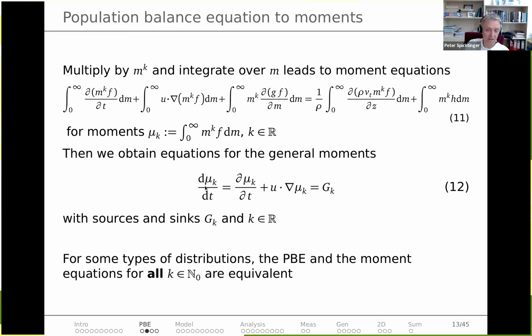Either you think about the Lagrangian point of view or the Eulerian point of view. In any case, you have a balance. This transport or time derivative is balanced by sources and sinks of this capital G_k. And in principle, the population balance equation is equivalent to infinitely many moment equations for some type of distribution. So for instance, if you start with a gamma distribution, then it's equivalent to think about a population balance equation or all the moment equations.